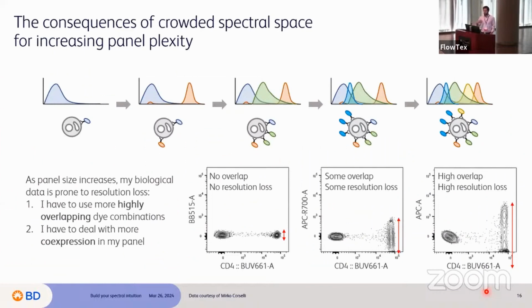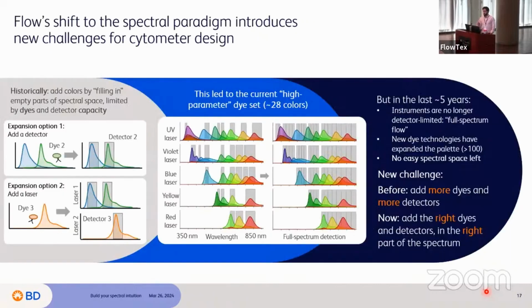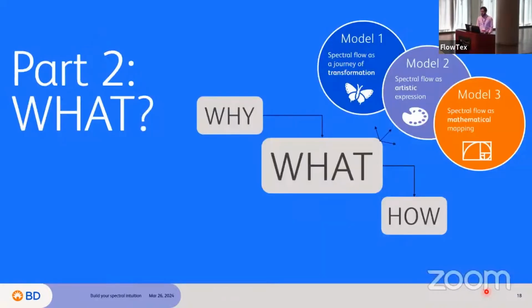But as we think about going to higher and higher panel complexities, we now inevitably have to start dealing with the fact that my dyes overlap and they're going to be co-expressed. And we're going to get this loss of resolution occurring as that happens. So where before the question to go to higher parameter flow was adding more dyes and more detectors, now the question is, how do you add the right dyes? How do you add the right detectors in the right part of the spectrum to maximize the quality of your data?